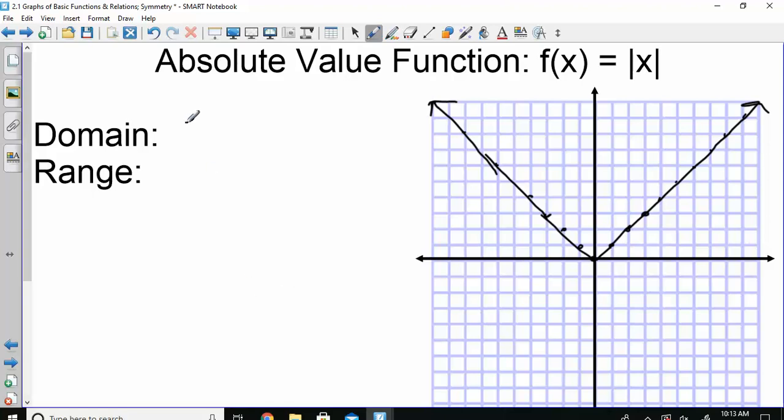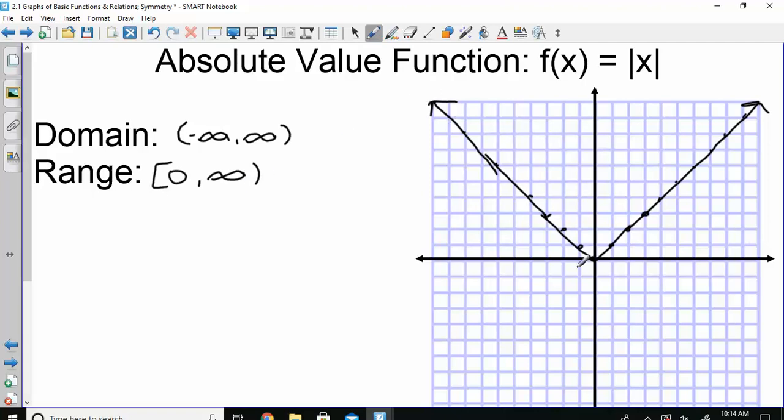So what is the domain here? As you go from left to right, it's extending both directions. So negative infinity to positive infinity. And the range, what y values do we hit? Bracket on the 0 and it goes to infinity.